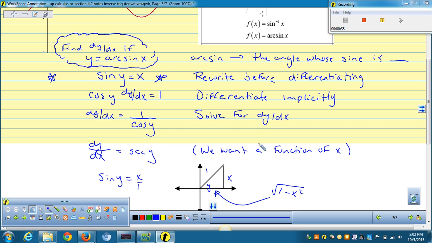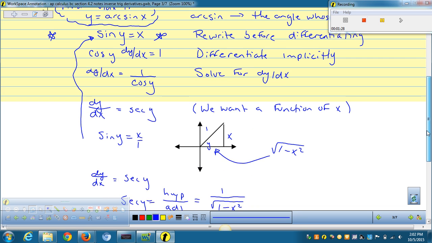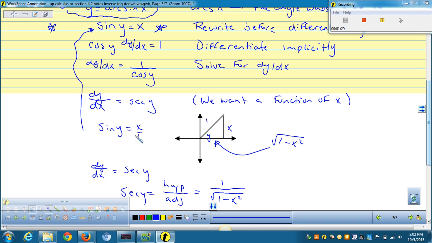We want a function of x. Right now we have a function of y. We have dy/dx equals secant y. So we go back up to our original rewrite, and we make a right triangle based on that relationship. Sine of y equals x over 1, and sine is opposite over hypotenuse. So we make the opposite x, the hypotenuse 1, and the angle y, and then we use the Pythagorean theorem to find the missing side.